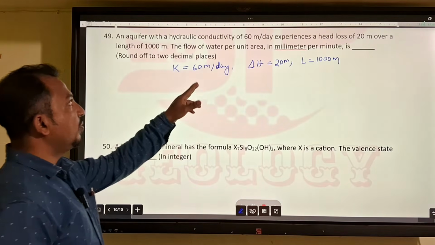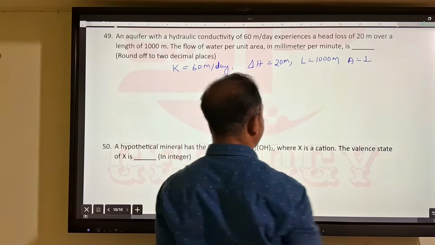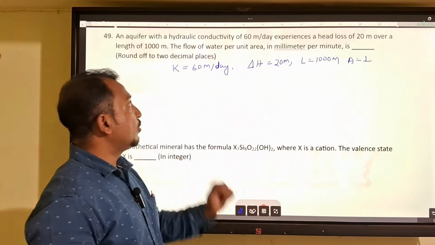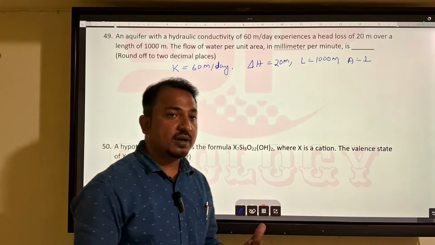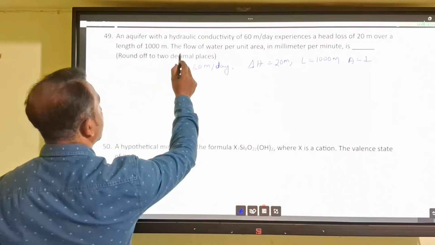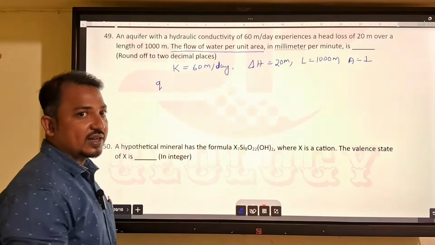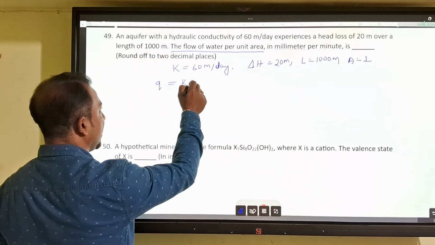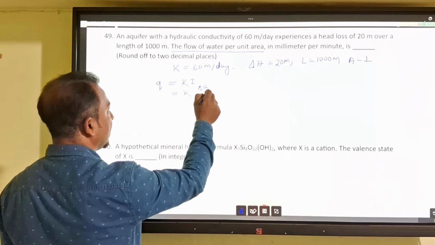So we have to calculate the flow of water per unit area. That means A is given here 1 meter square you can take. So we have to calculate the flow of water, that means discharge per unit area in millimeter per minute. So the flow of water per unit area, we know that is Darcian velocity, or you can say specific discharge, that is Q. So we know one formula, Q equal to K I. So I you can write down del H by L.